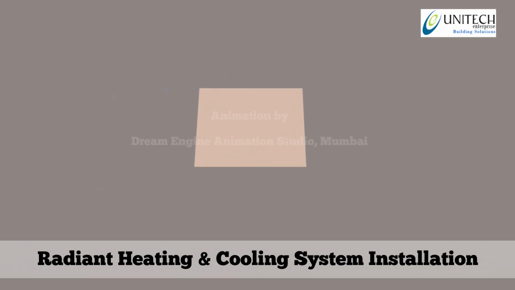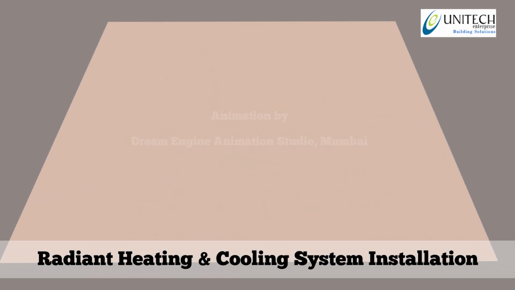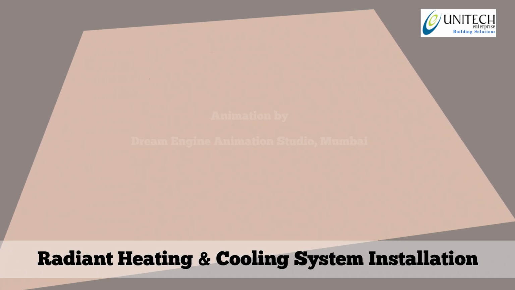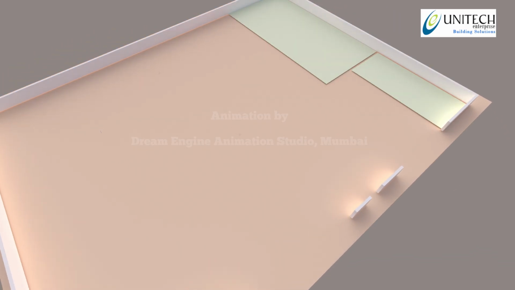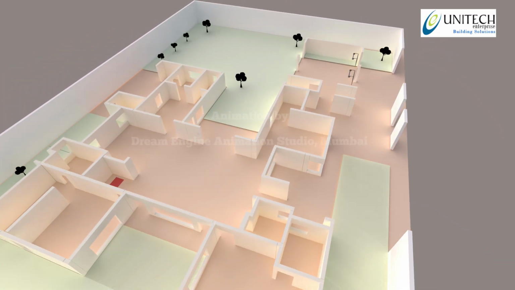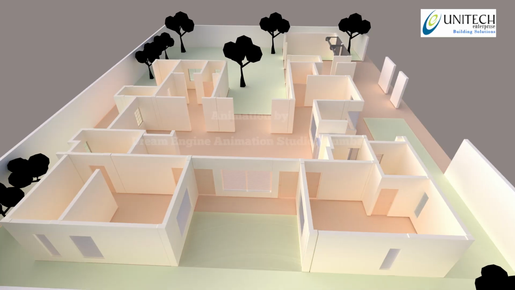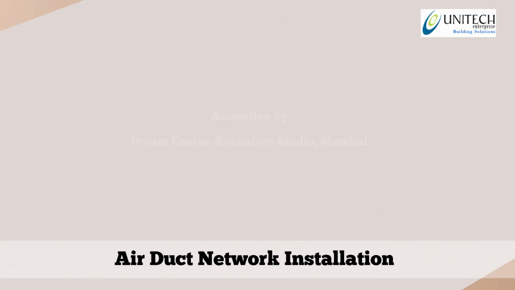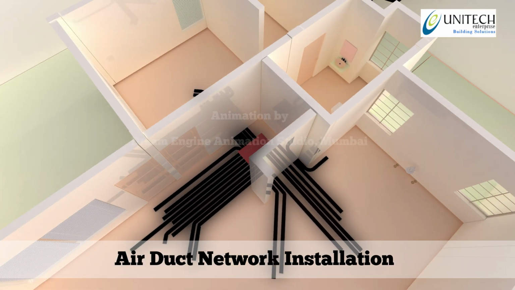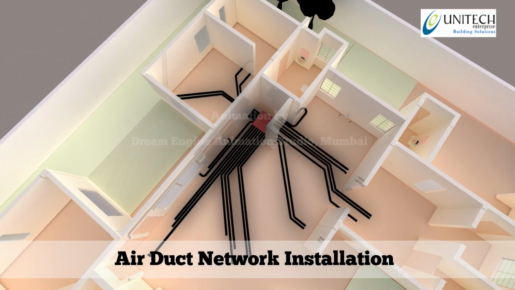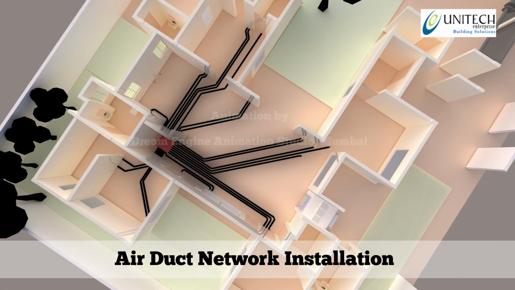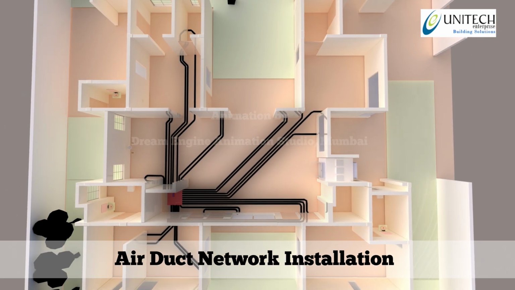Radiant heating and cooling systems provide energy-efficient indoor comfort by regulating temperature through the floor surface. The installation process begins after the structural walls are erected and the floor area is prepared for the HVAC infrastructure. Next, the air duct network is installed to support the building's overall ventilation requirements.